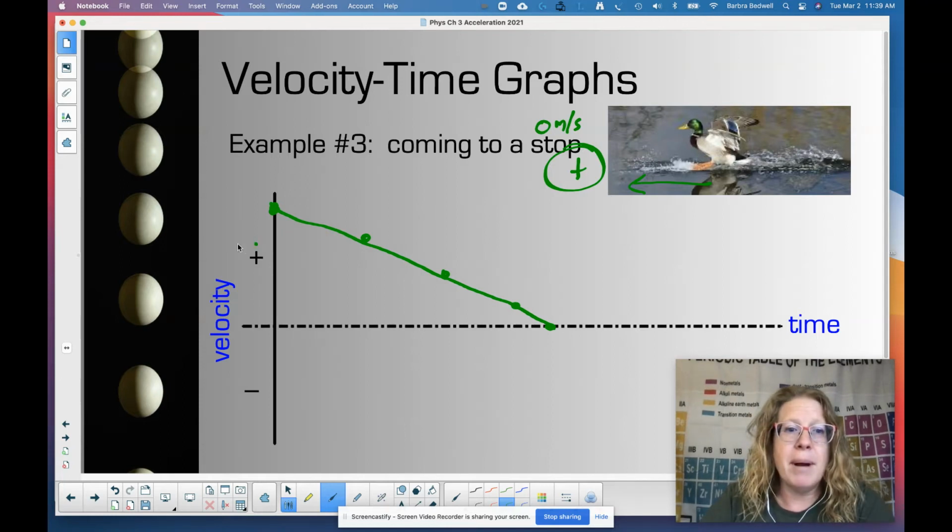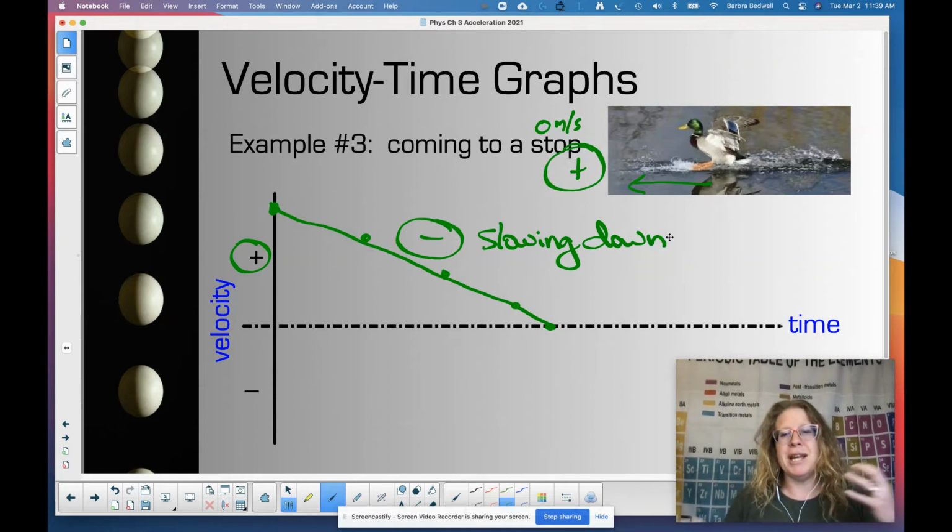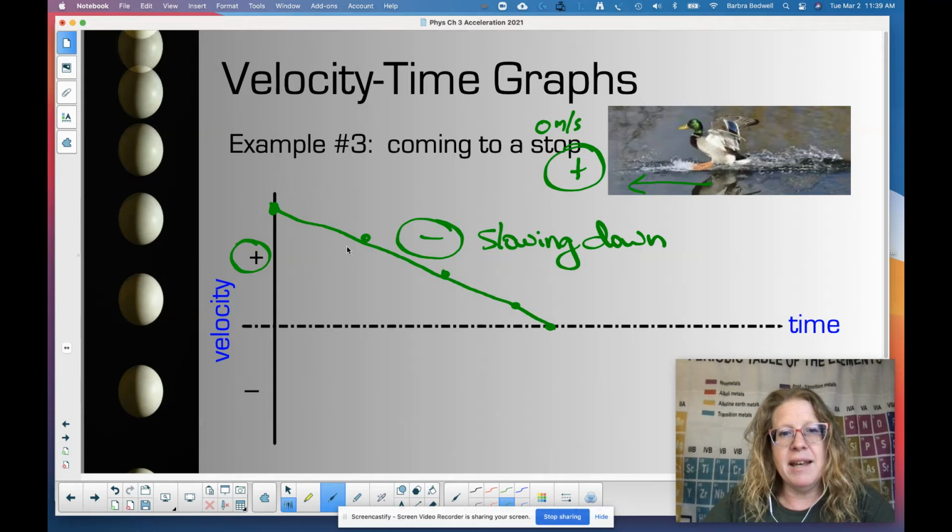So we've got positive velocities, but they are decreasing in magnitude. So our slope here is negative. And what does that mean? He's accelerating, but it also means that he's slowing down. Now, negative doesn't always mean slowing down, but in this particular case, he's going from 10 to 7 to 3 to 2 to 1 to 0. He's slowing down is what that particular duck is doing.